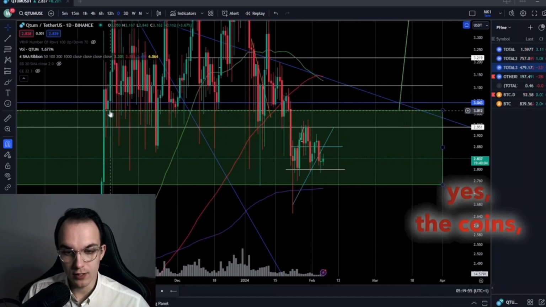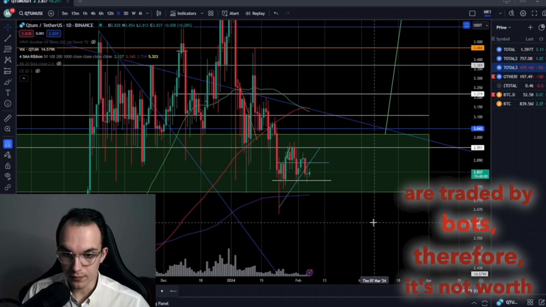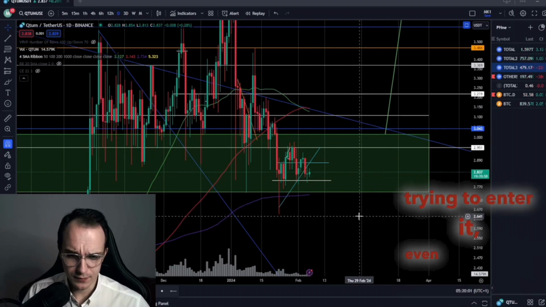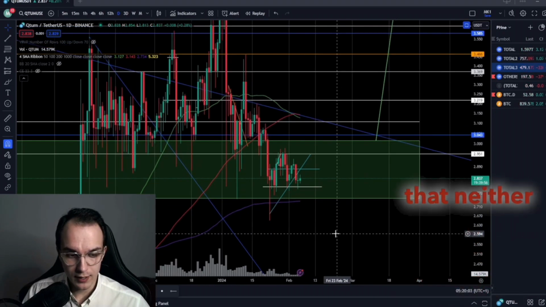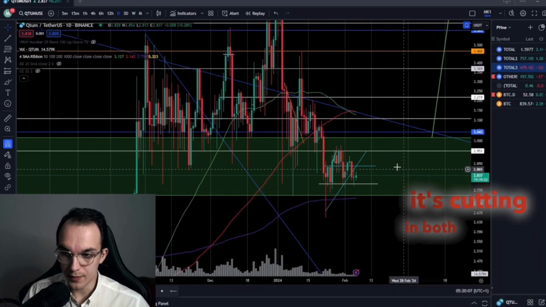The coins, as it turns out, are traded by bots. Therefore, it's not worth trying to enter it, even speculatively, neither in shorts nor in longs, as you can see, it's cutting in both directions.